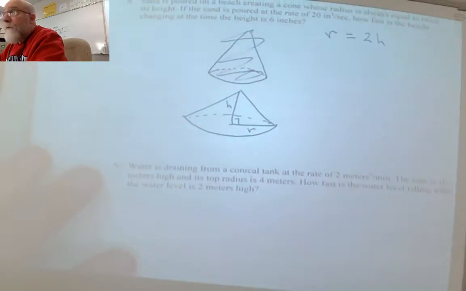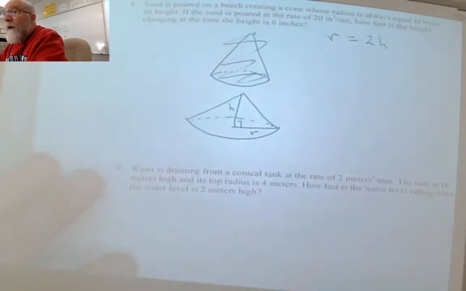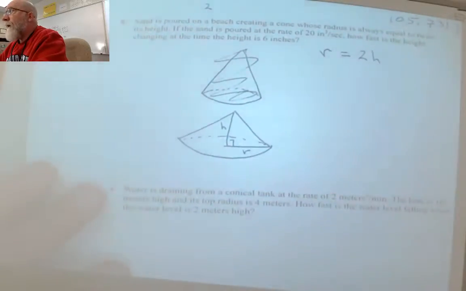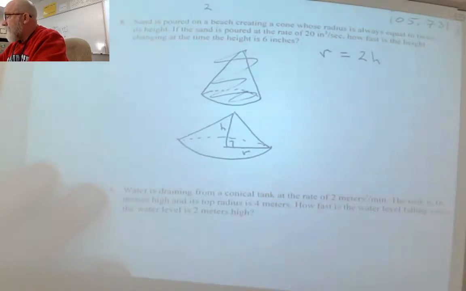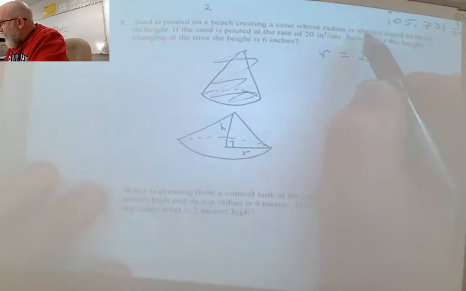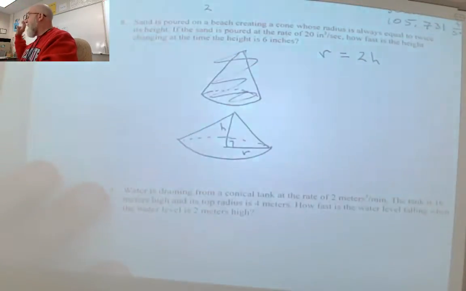Would you agree with that? Do you see where I got that? I don't know how much they have you do that in algebra and advanced algebra. Take a look, it's a radius equal to twice h, 2h. Is that pretty complicated or is that pretty straightforward?